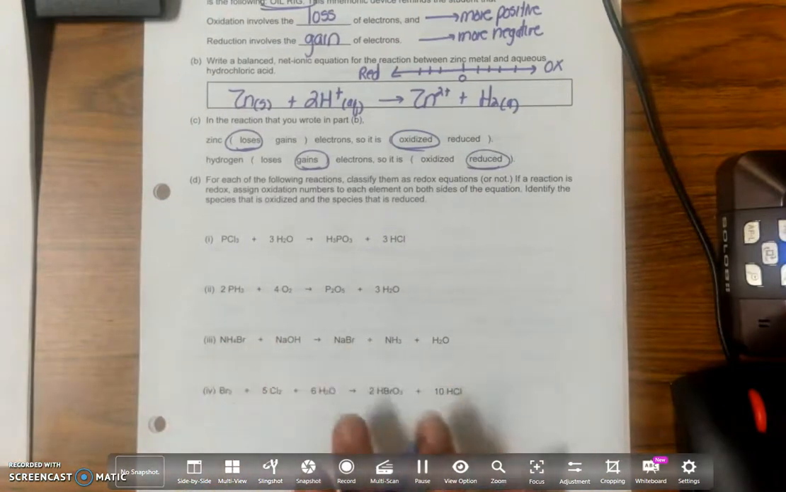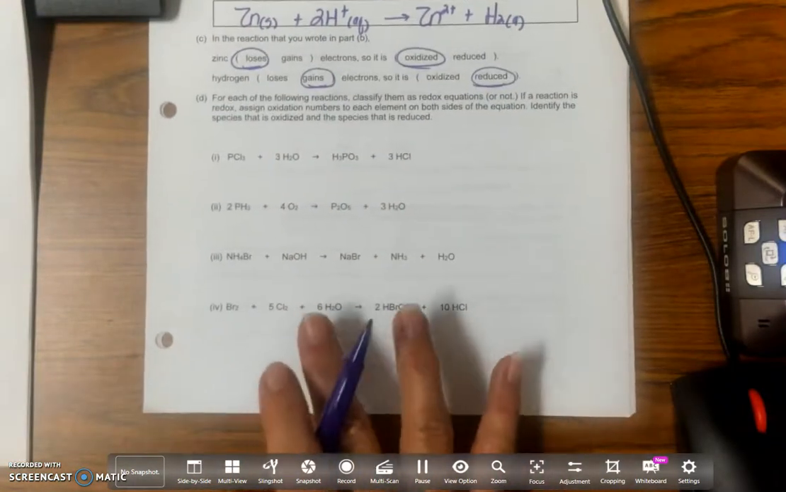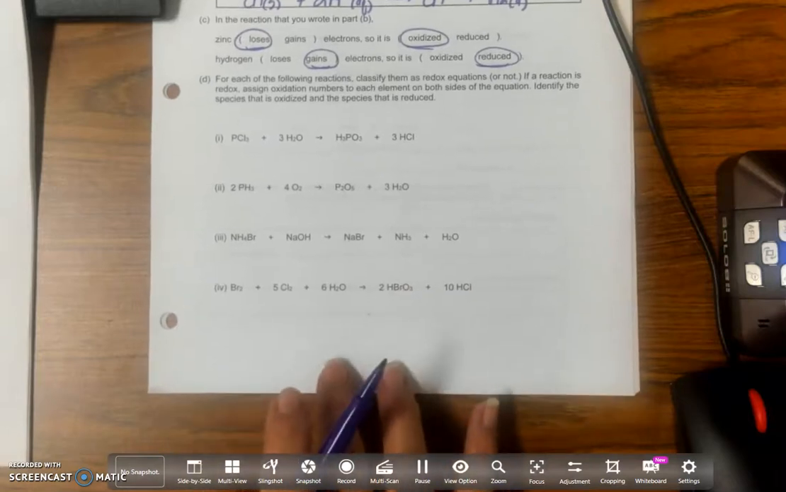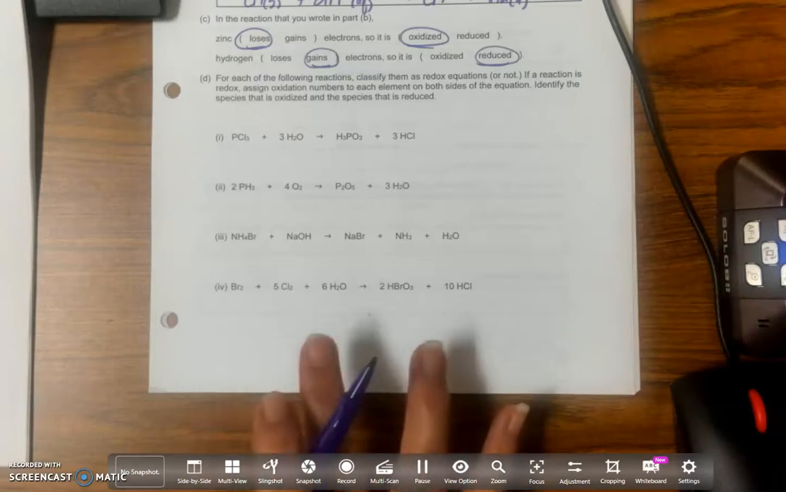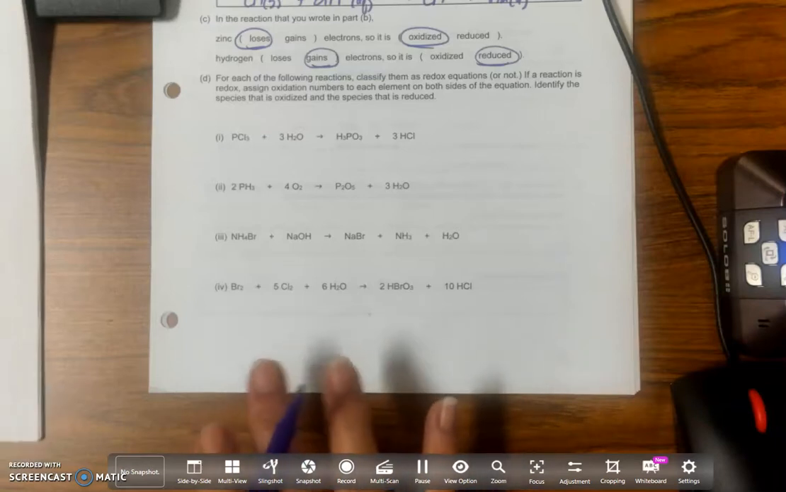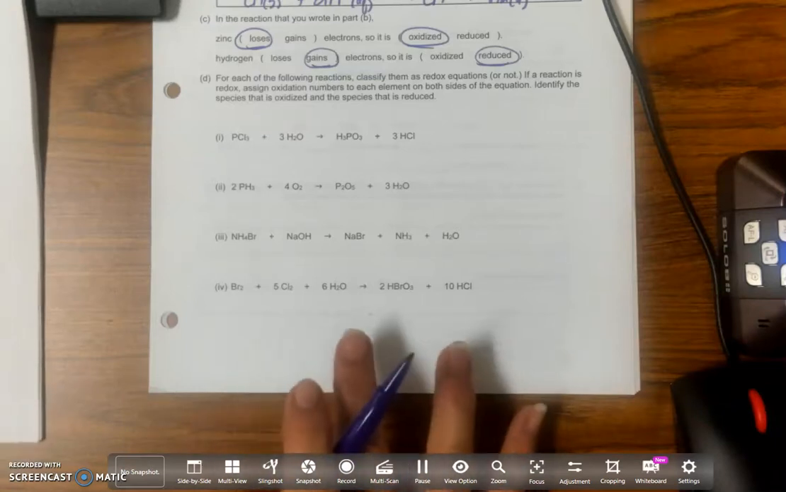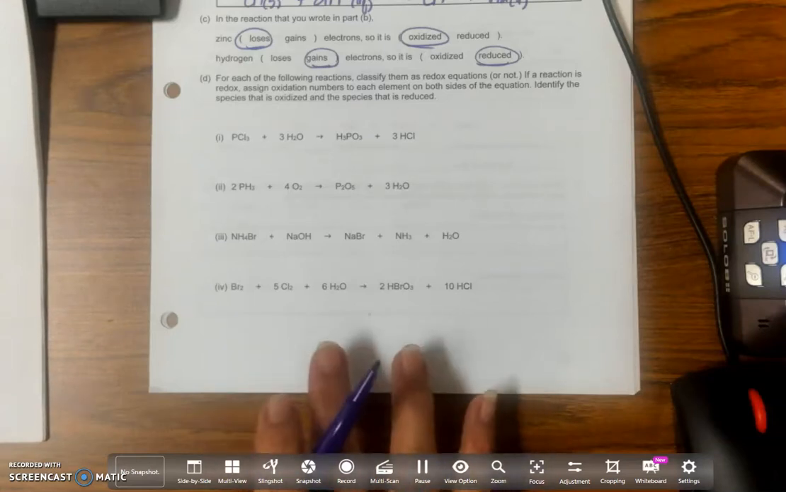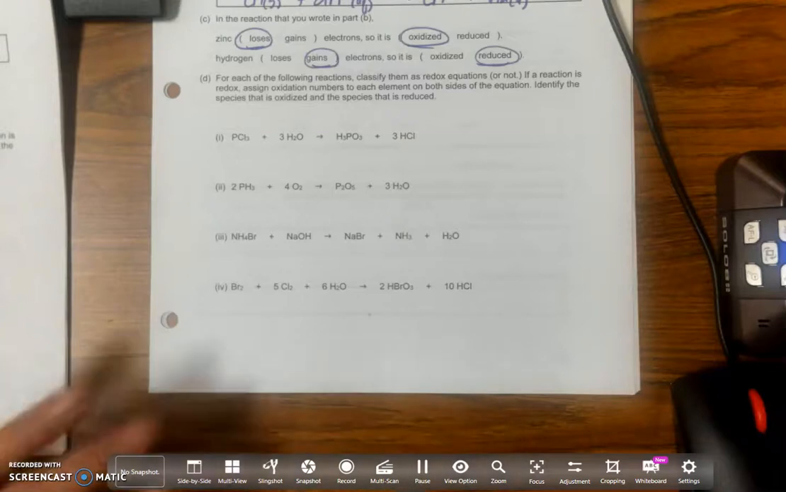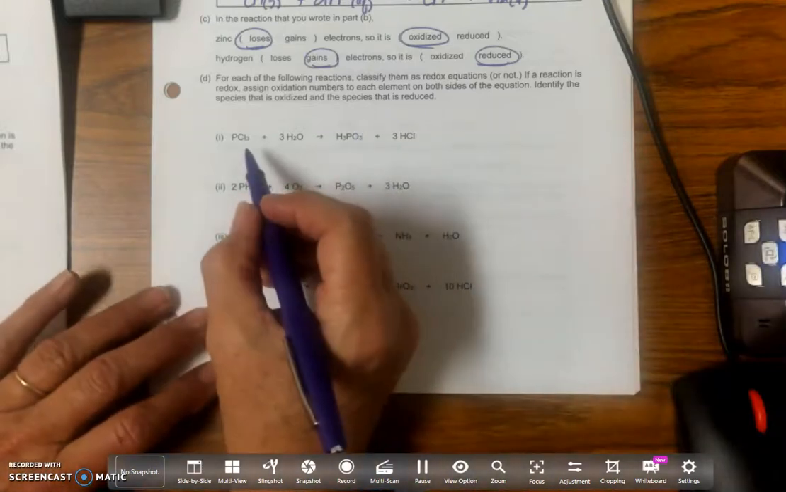Okay. Now, this is a review for you. If you want to go back and look at all of these and check them, you can do that. But you need to be able to look at these chemical formulas within these chemical equations and know what elements are being oxidized and what are being reduced. And so I'm going to do a few of them with you.